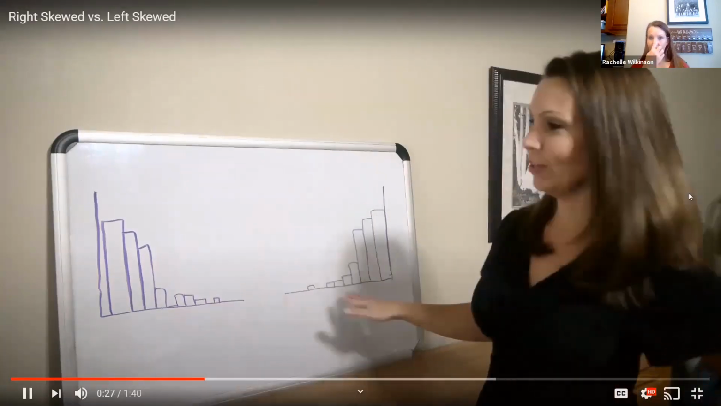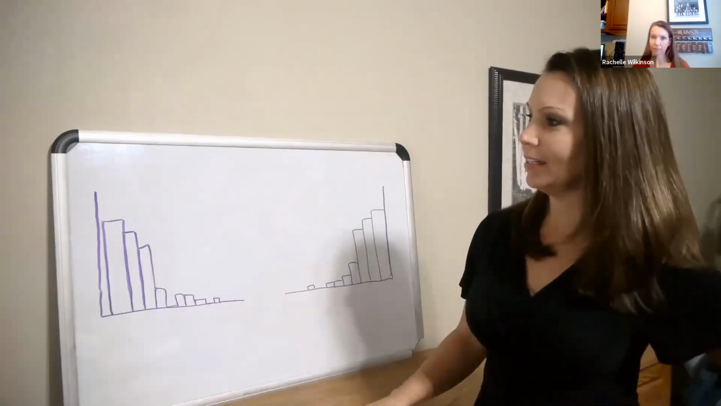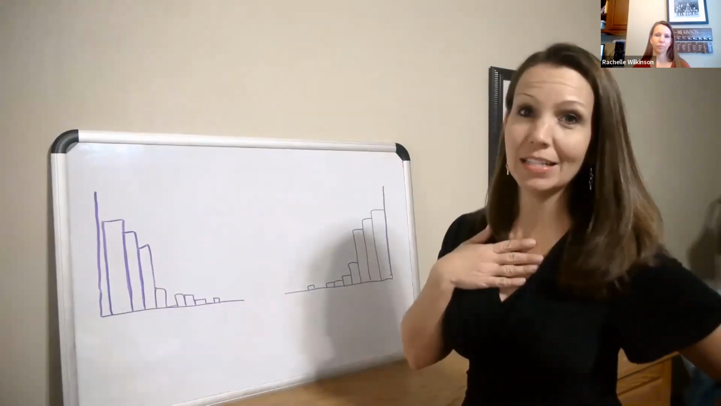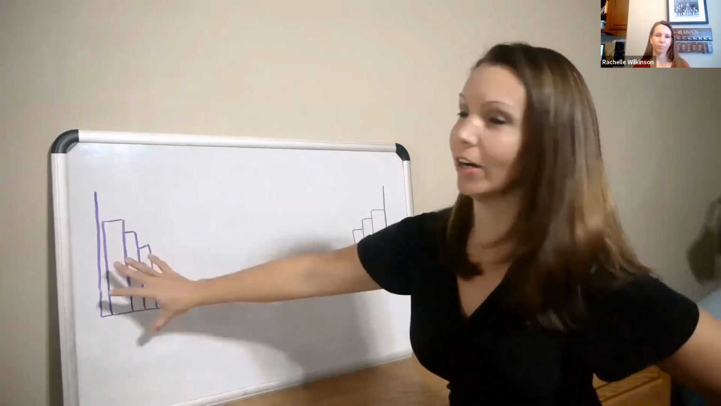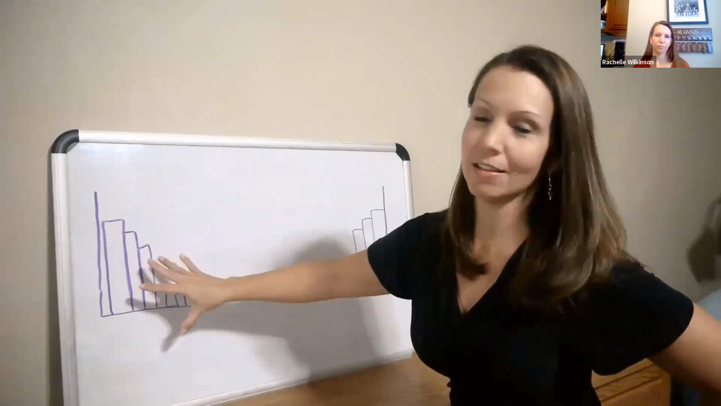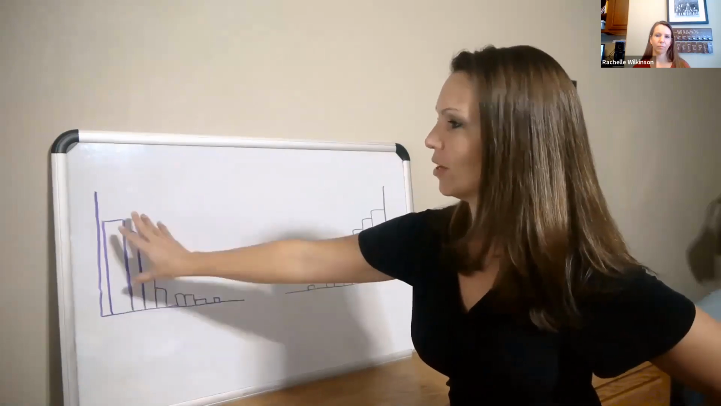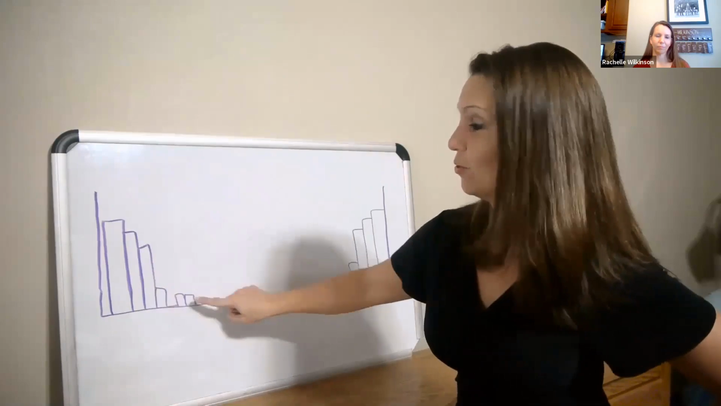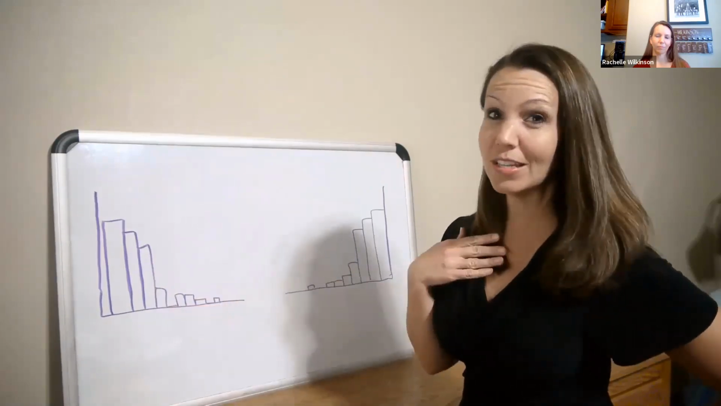So here I have two different histograms, and you can see that they're both skewed histograms. My tendency is to look at where the big bulk of the data is and think, that's what I want to call the skewedness. I want to call this left skewed, but it's not. The skewness goes with the tail right here. So this is how I remember that.